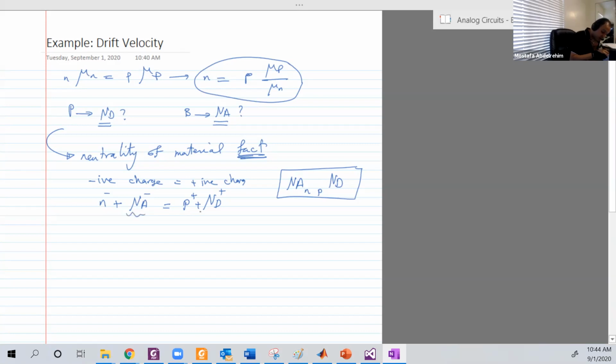Remember, those are the unknowns, and we have a relation between N and B. So let's put here this relation: B mu P over mu N plus Na equals B plus Nd. Good. So this is an unknown, this is also unknown, and B also is unknown. So we need another equation, which is, we know that Np equals Ni squared.